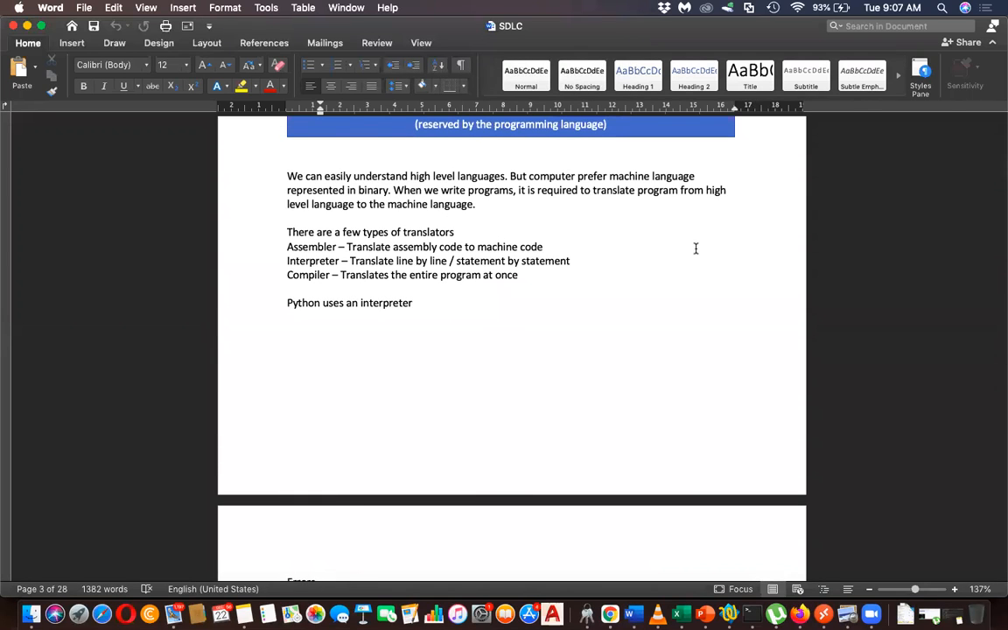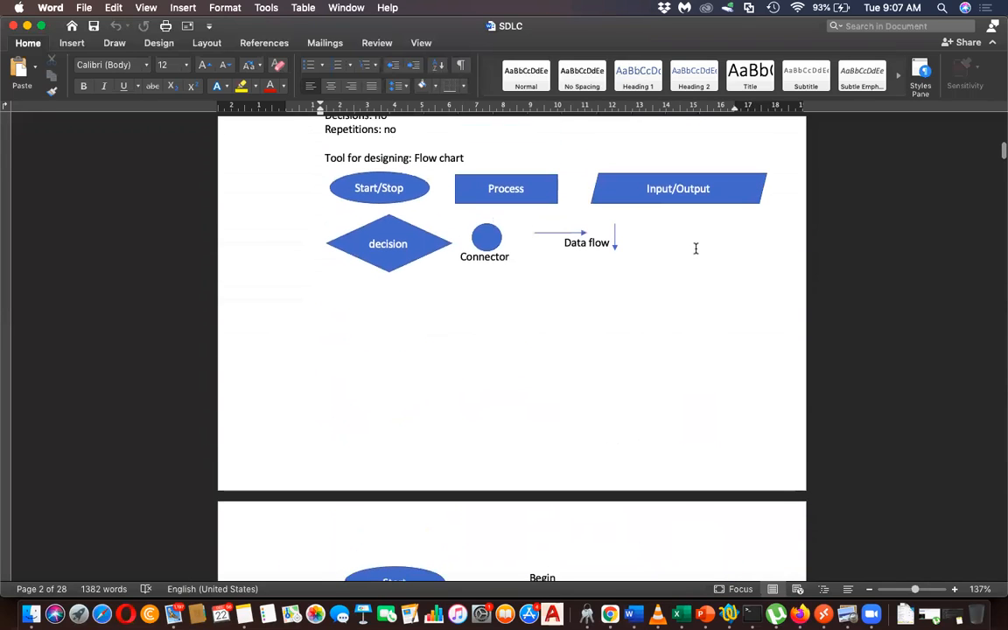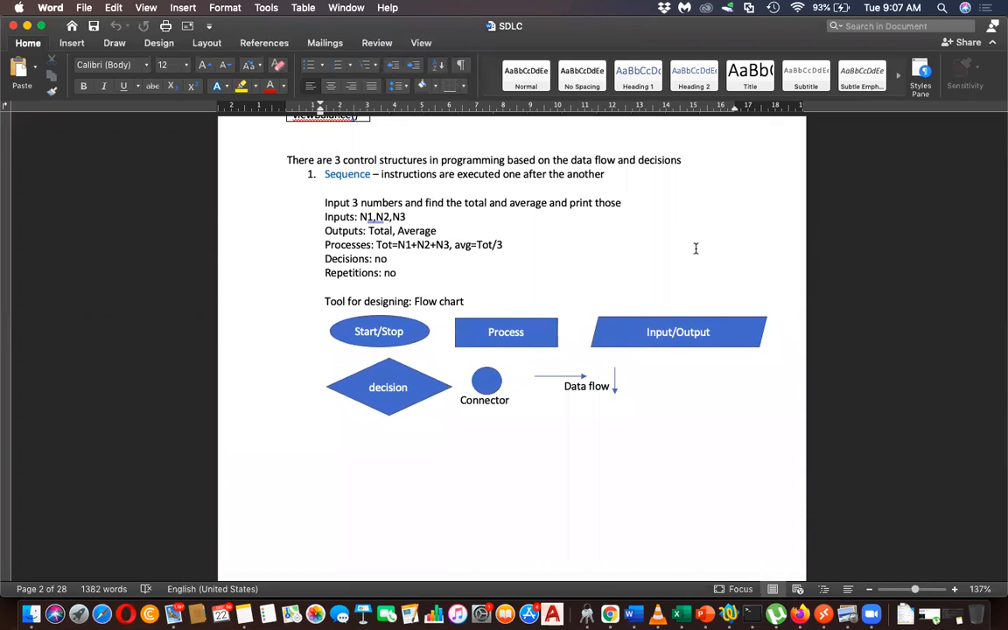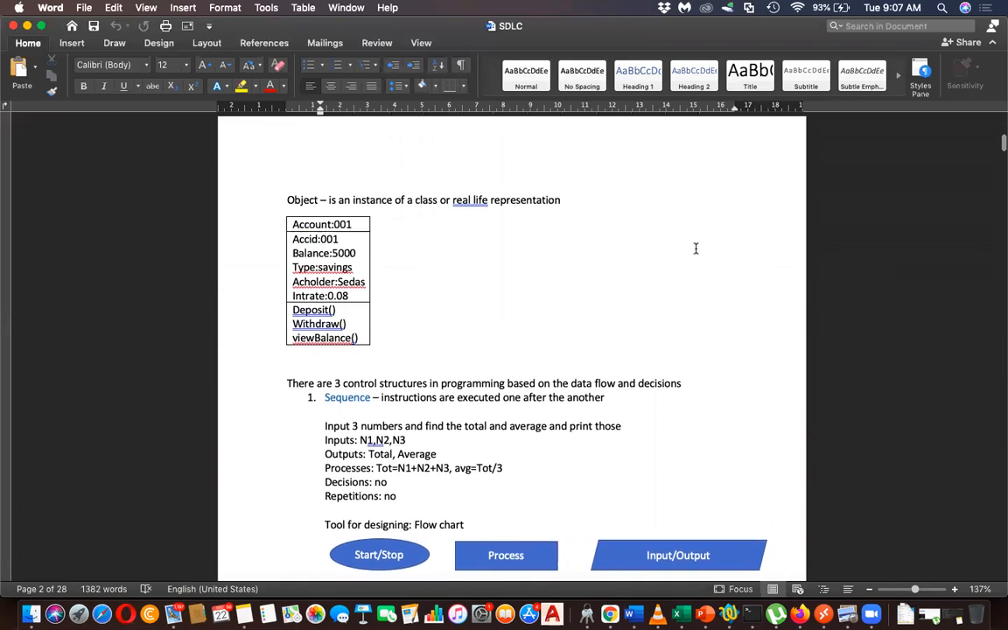These basic control structures can be seen in both structured programming as well as object-oriented programming. We learned two concepts.